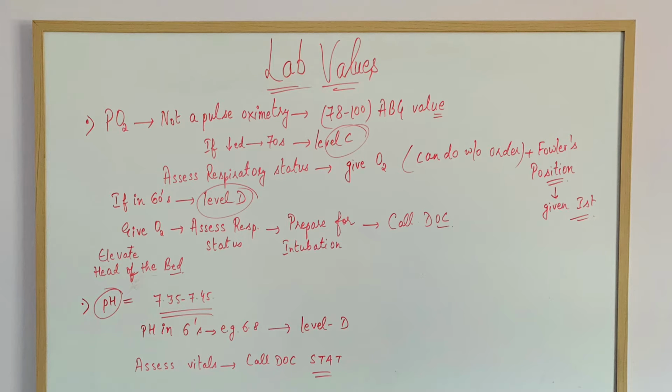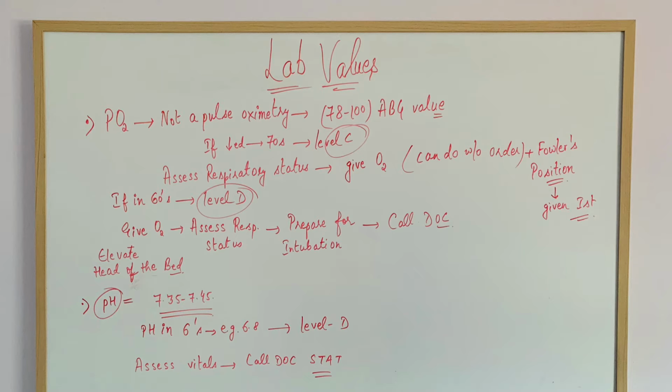Partial pressure of oxygen level we measure in the ABG value, and normal ABG value is 78 to 100. It is not a pulse oximetry reading. Through pulse oximetry we measure the oxygen saturation level. So don't confuse it with the pulse oximetry reading. When the partial pressure of oxygen goes in 70 plus, then it means it's a critical situation.